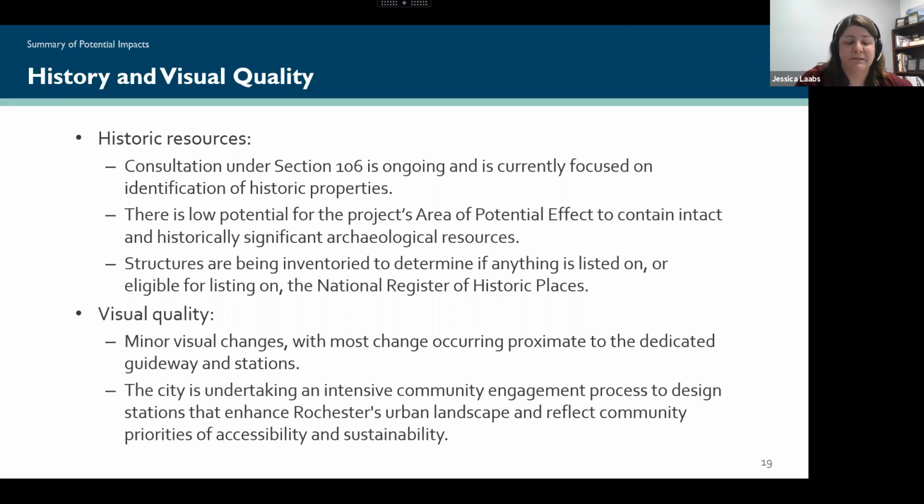For visual quality, really what we anticipate here is pretty minor visual changes, and those are mostly going to be associated with the new stations and areas where there may be dedicated right of way, which again, is not that much different than the visual context that exists today, but it is going to be a little bit of a change. And I wanted to note here too that the city has undertaken a pretty intense community engagement process to help design the station areas and really reflect the priorities of the Rochester community and what is desired by stakeholders. So that will continue through the design process. Next slide.